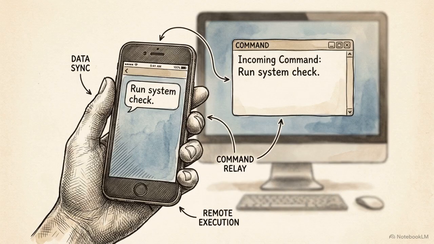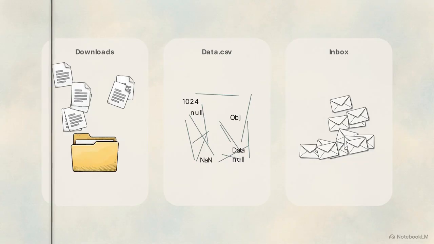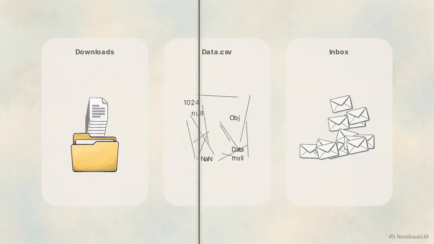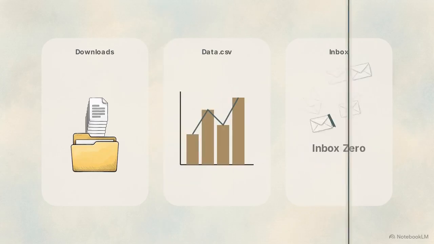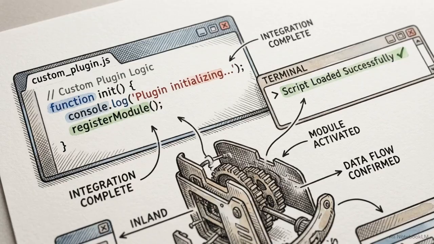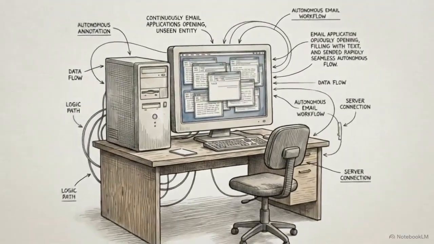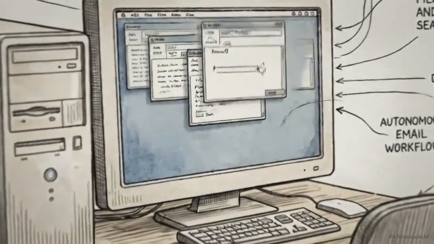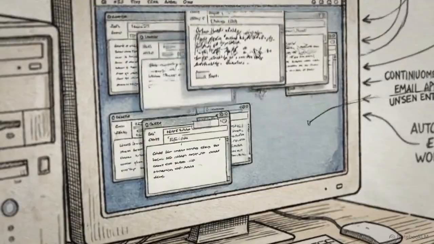From here, you can connect the gateway to external messaging platforms like Telegram or Slack, allowing you to securely message your local machine from your phone. You can instruct it to organize your download folders, parse local spreadsheets, or clear your inbox automatically based on your commands. As you get comfortable with the baseline features, you can browse the Claw Hub directory to install community-built skills or write your own custom scripts to extend the agent's reach. By completing this setup, your computer has shifted from a static machine waiting for input into an active entity that executes workflows on your behalf.